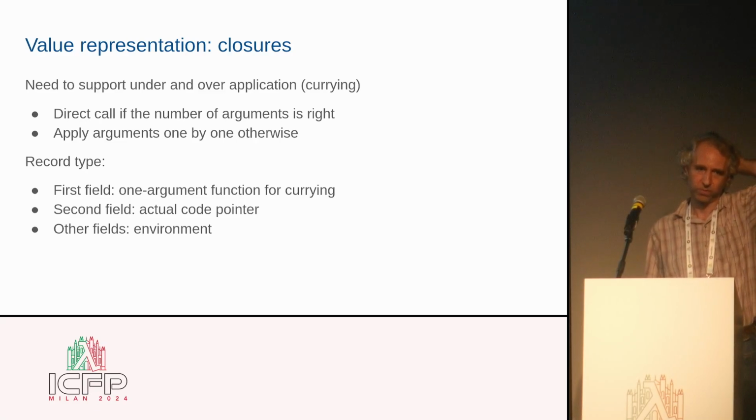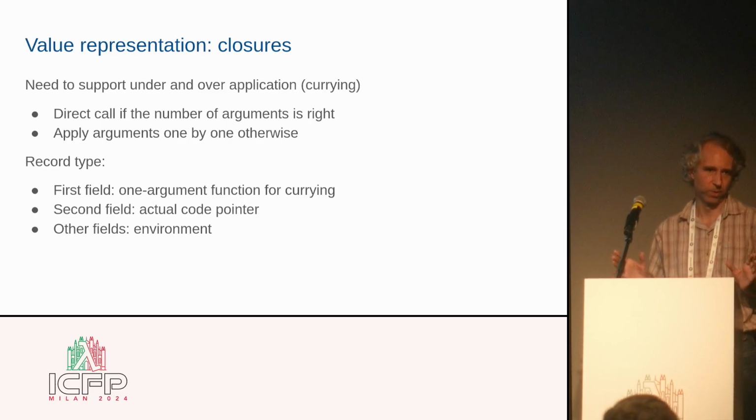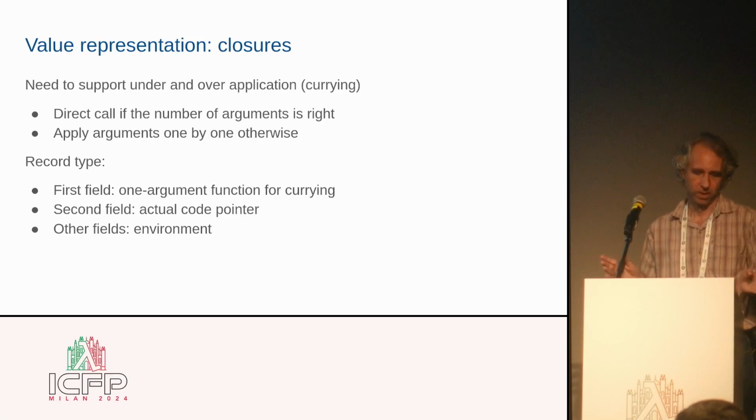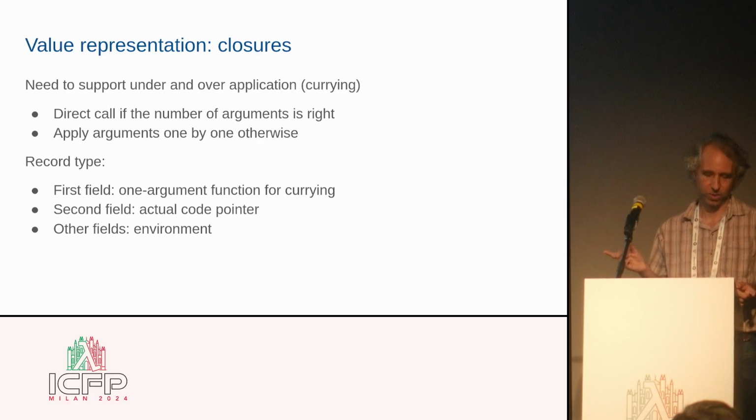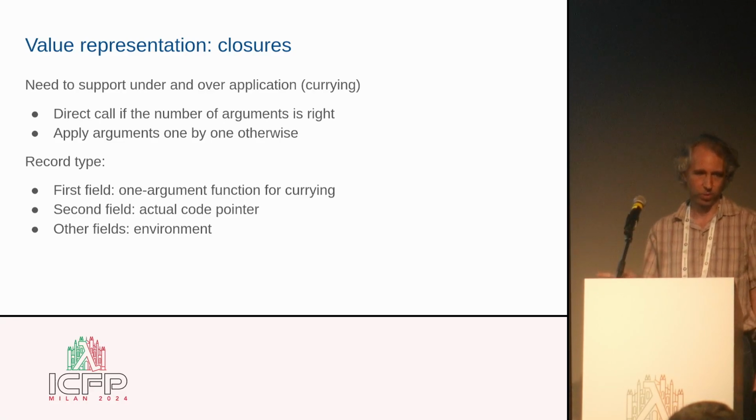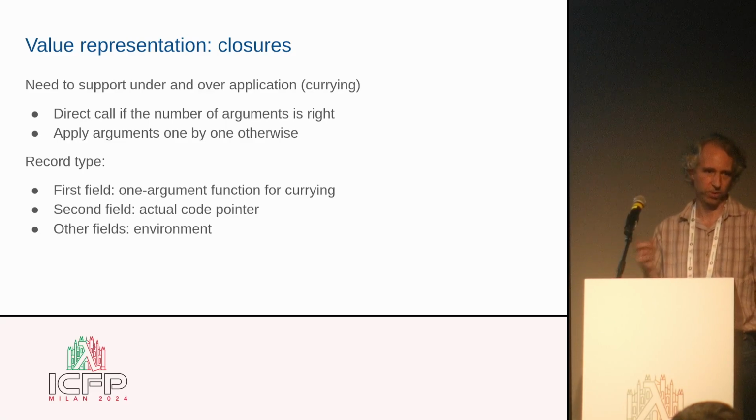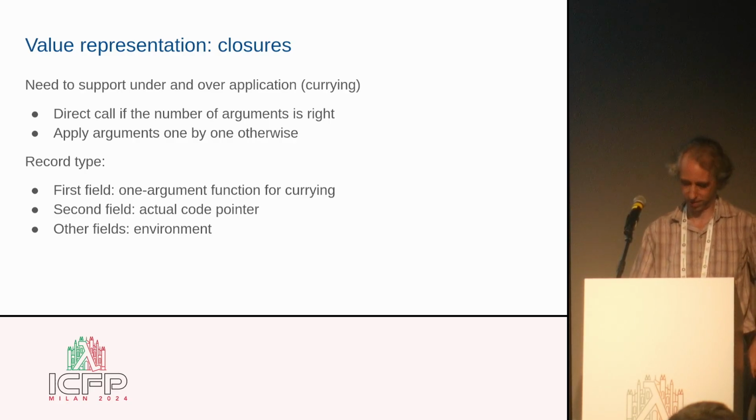The representation of closures is quite standard as well. We need to be able to support currying. So we have 2 entry points for the functions. If the number of arguments is right, then we can directly call the function. Otherwise, we pass the arguments one by one. So closures will contain as a first field a one-argument function for currying, and the second field is the actual code pointer, and then there is the environment.